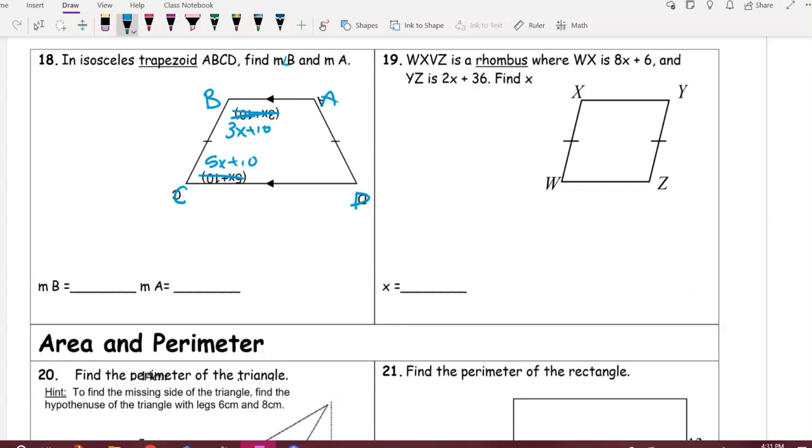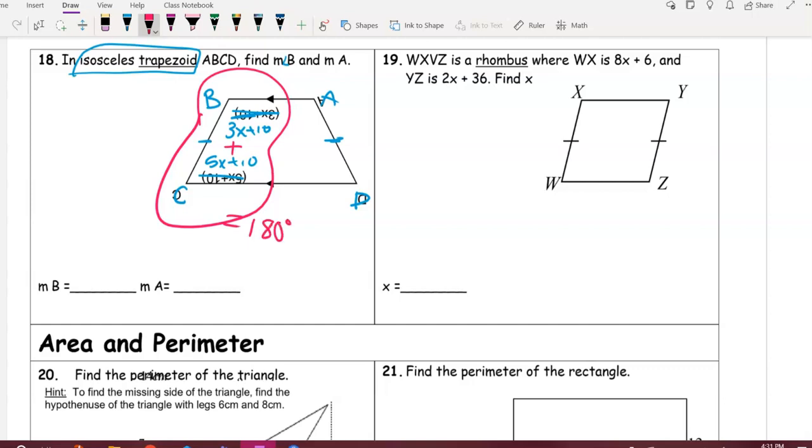Okay, so this is an isosceles trapezoid, and that means that both sides are the same. And that means that the top two angles are equal and the bottom two angles are equal. That also means that this side added together is going to be 180. So let's use that. These angles are supplementary. That means they equal 180. We're going to say 3x plus 10 plus 5x plus 10 equals 180.